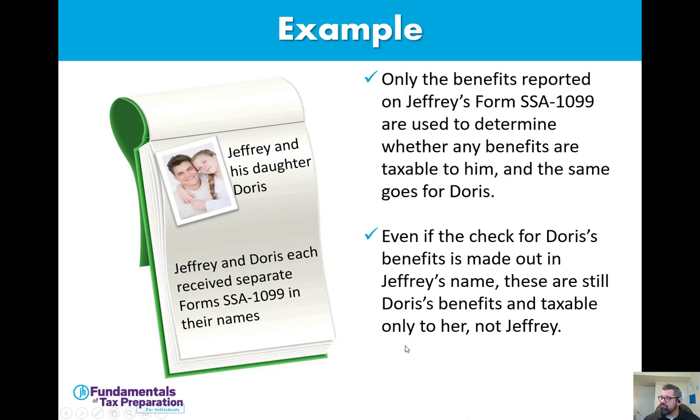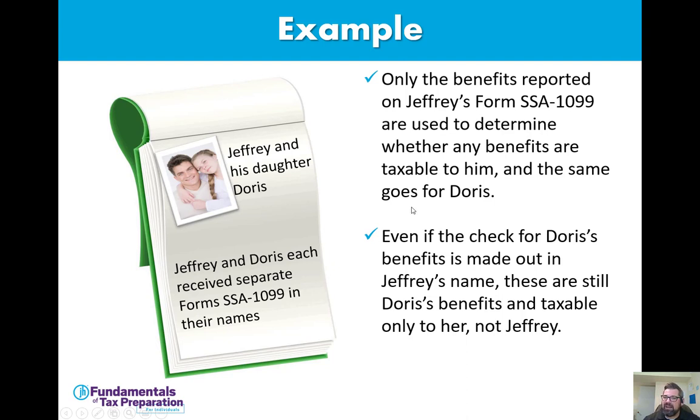So Jeffrey and his daughter Doris each receive separate SSA 1099 forms in their names. Only the benefits reported on Jeffrey's SSA 1099 are used to determine whether any of the benefits are taxable to him, and the same goes for Doris. Even if the check for Doris's benefit is made out in Jeffrey's name, this is still Doris's benefits and taxable only to her, not Jeffrey. So that is something you may run across.